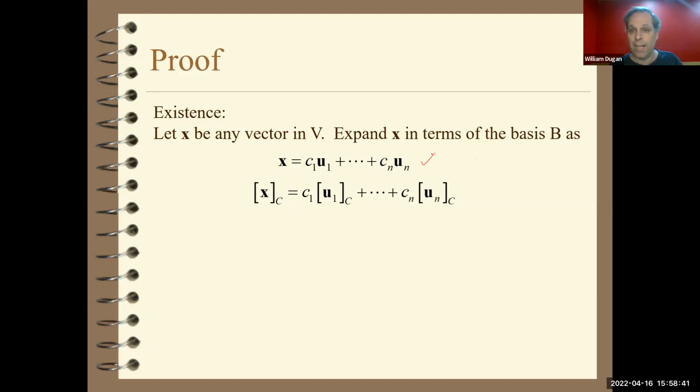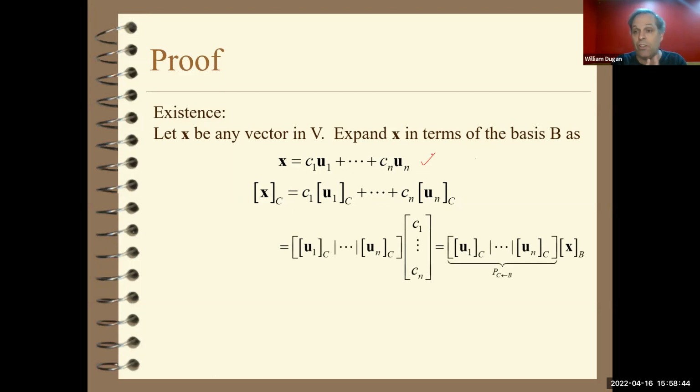From here, though, notice that the right-hand side can be written as matrix multiplication using our clever little trick we've seen before. So it's the matrix, the change of basis matrix that goes from B to C, times a vector of coordinates, c1 through cn. But those entries, c1 through cn, are just the coordinates of the vector x relative to B because of the initial linear combination that I wrote down, the one that has the check mark next to it. So that's it. That means this matrix is one that converts the vector's coordinates relative to B to the coordinates relative to C.